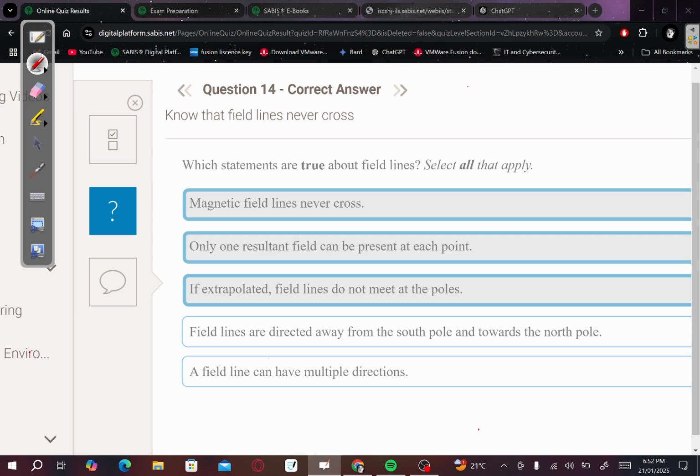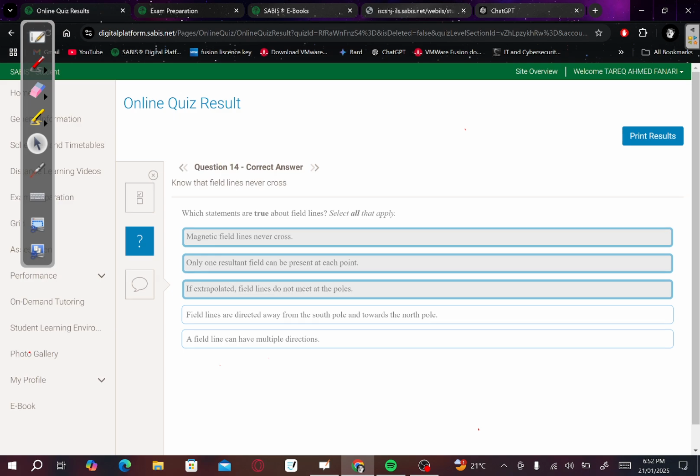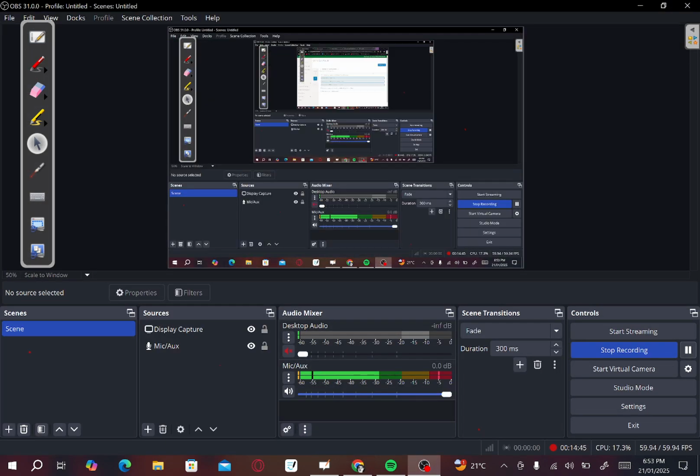So that means I can't have two fields like this. It's not possible. And if extrapolated, magnetic field lines do not meet at the poles. Extrapolated basically means, I don't really know what extrapolated means, but how to explain it. Just give me a second to look up the official Google definition.